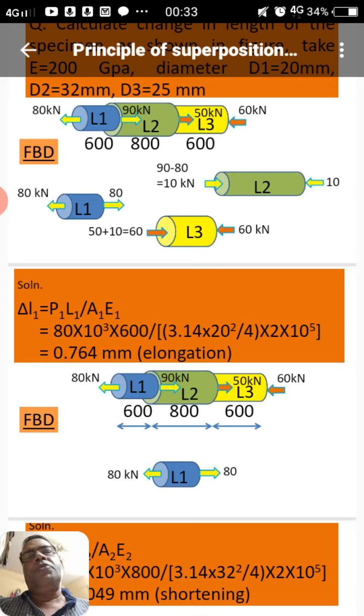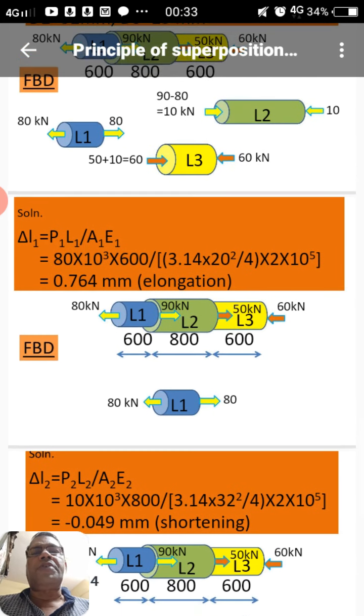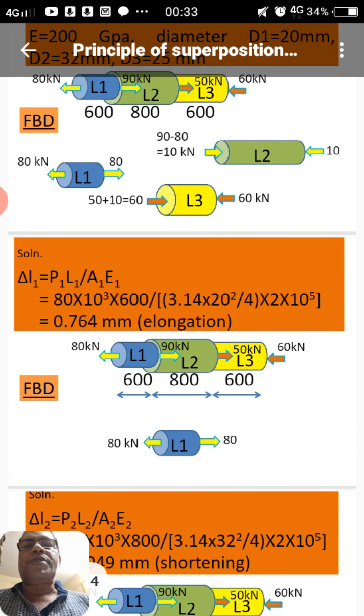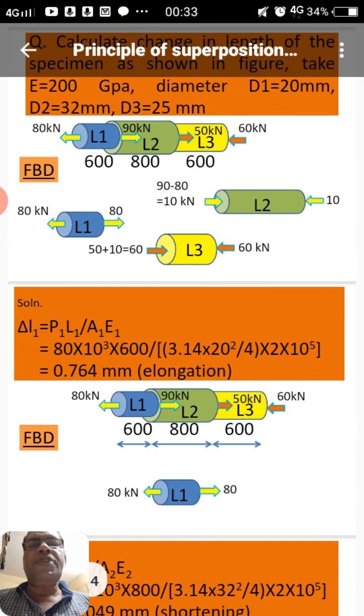So now we'll draw a free body diagram of each section. For L1 it is 80 towards left, again balanced by 80 towards right, so it is now a balanced section. Now at the first end of L2 it is 90 in the rightward direction, and 80 rightward we have taken. So the difference, 90 minus 80, that is 10, will act on the first end of L2, and 10 again in the opposite direction will balance it. So it is 10 in the leftward direction.